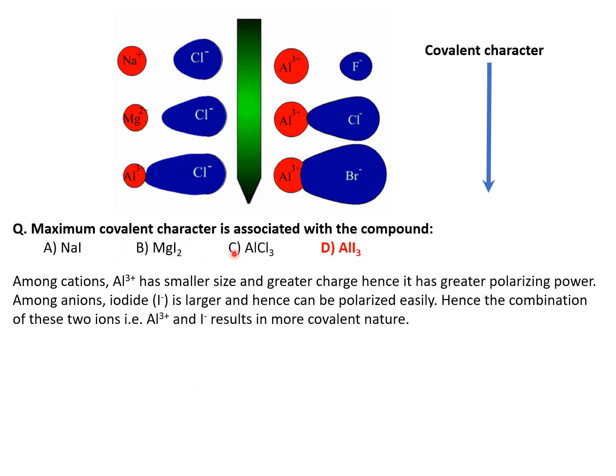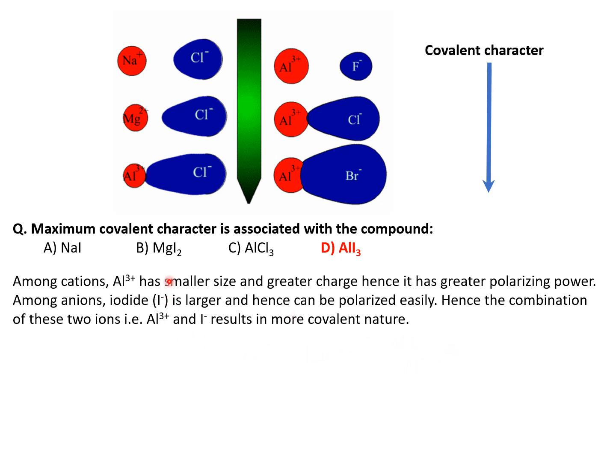So we have to find out which compound has more covalent character. Among all the cations, you have sodium, magnesium, aluminum. Among the three, Al3+ has smaller size and greater charge, hence it has greater polarizing power. Whenever the size is small, polarizing power is more, inversely proportional. Among anions, iodide is larger and hence can be polarized easily. Hence the combination of these two ions, Al3+ and I-, results in more covalent nature.